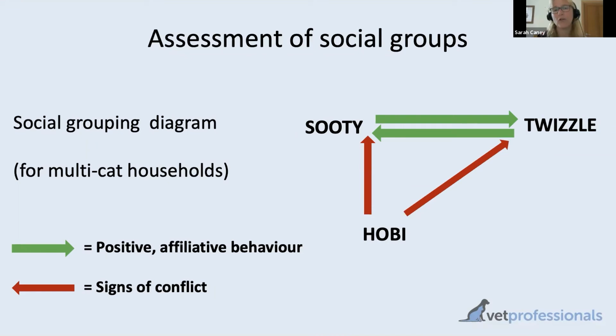So in this household of 3 cats, we've got 2 social groups. Sooty and Twizzle, happy with each other, love each other, get on fine. Hobie is on his own. So we need to make sure we have enough resources in our house so that it's not possible for Hobie to prevent Sooty and Twizzle from accessing resources, or vice versa.